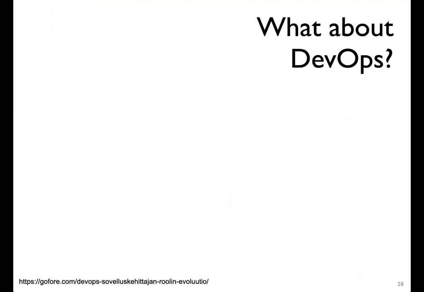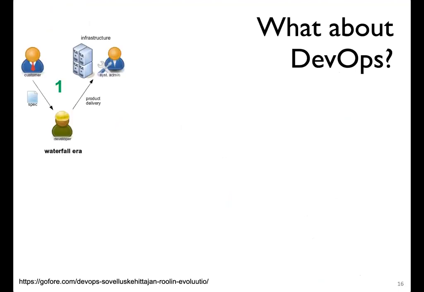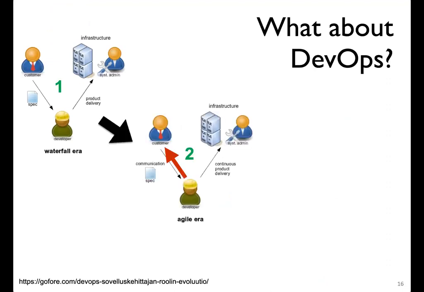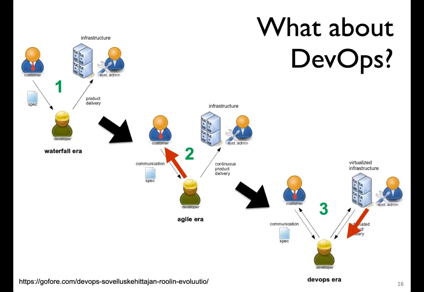Well, DevOps is heavily related, but is more process related. Originally, in the waterfall era, a customer asks a developer to do something, and then the developer throws it to the sysadmin or whoever deploys the thing. So it's one-way communication. Agile added interaction between customer and developer, but still the result was thrown to the sysadmin, with no communication.